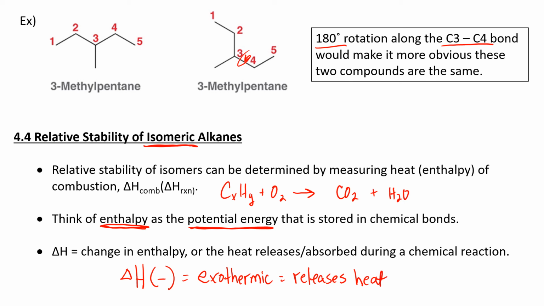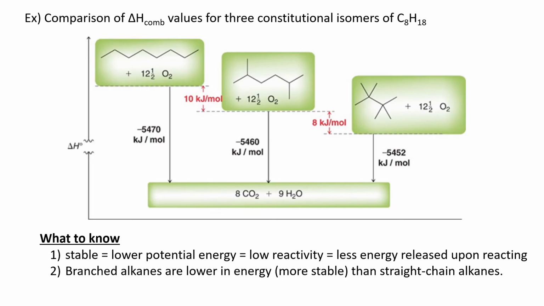And let's compare several different isomers of C8H18 with different branching patterns. So we can see that the straight chain alkane, when combusted, releases negative 5,470 kilojoules per mole. When we add two substituents, okay, we have our two branches there, it releases less energy. And finally, when we have it fully branched, okay, it releases even less energy.